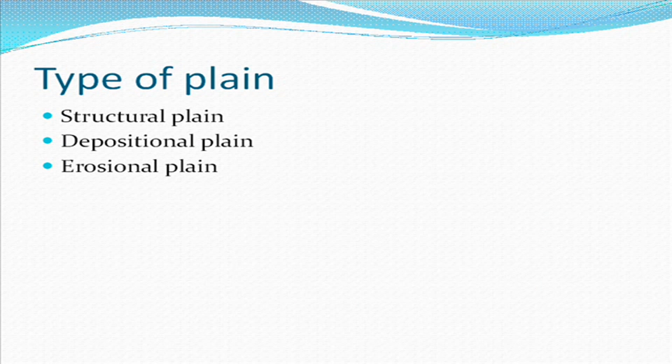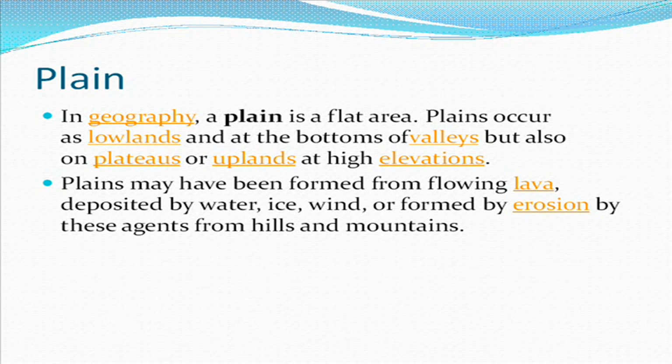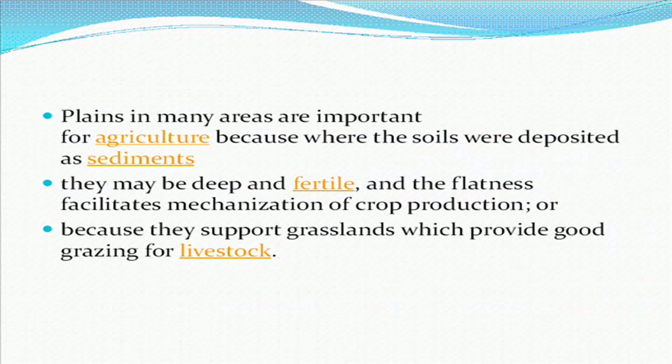Types of plain: structural plain, deposition plain and erosional plain. Plain: in geography, a plain is a flat area. Plains occur as lowlands and at the bottom of valleys, but also on plateaus or uplands at high elevation. Plains may have been formed from flowing lava, deposition by water, ice, wind, or formed by erosion by these agents from hills and mountains. The large, flatter land is called a plain.